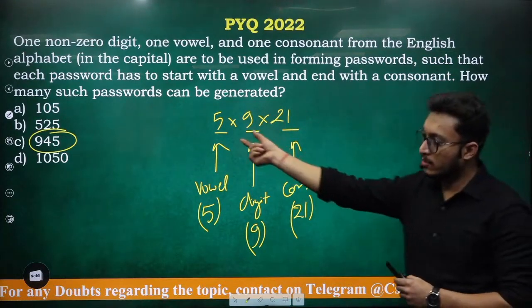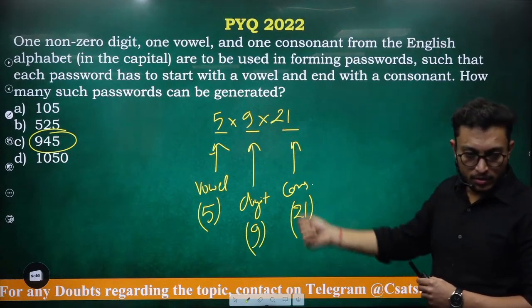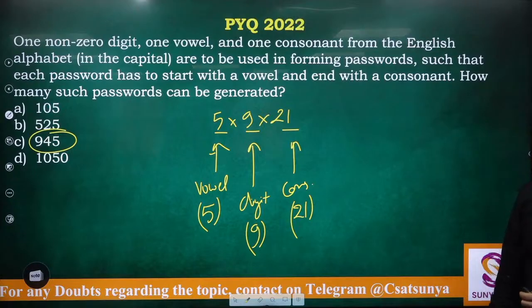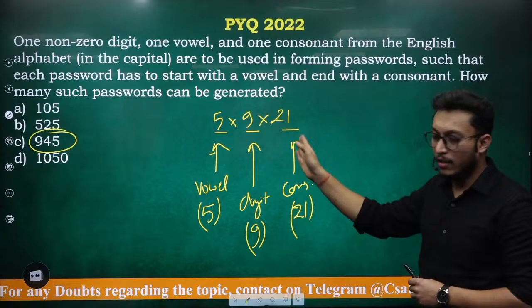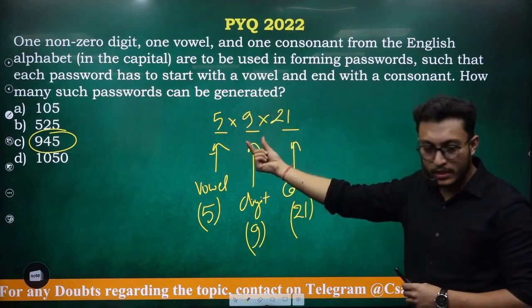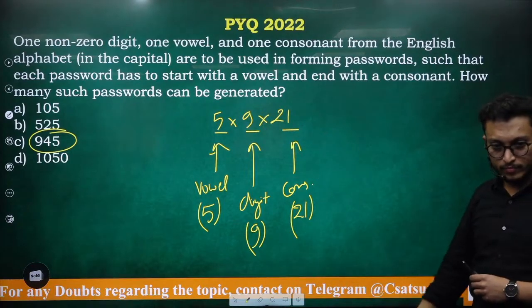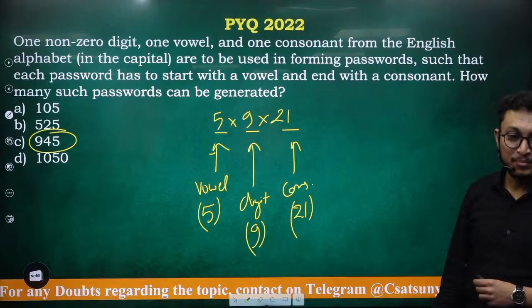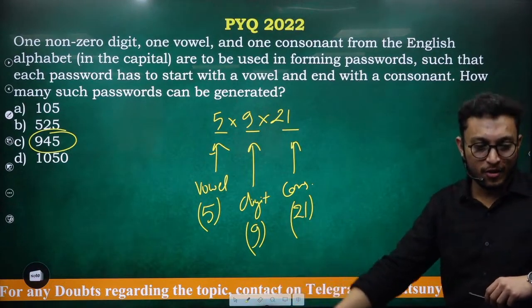You need this and you need this and you need a consonant. लिखे हुए पे नहीं जाना है. Just take this feel. You need to set a vowel here and you need to set a digit here and you need to set a consonant here. सबसे पहले क्या पढ़ाया था? Principle of and principle of or.